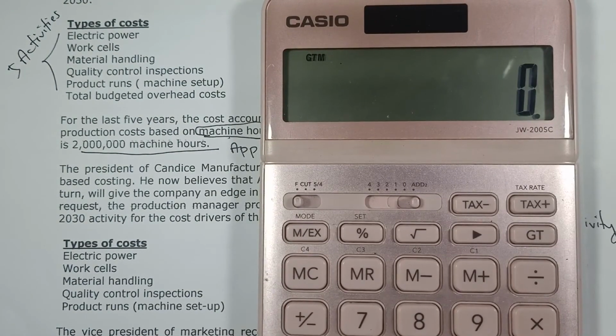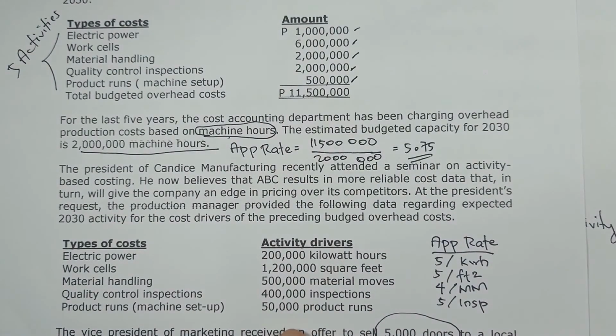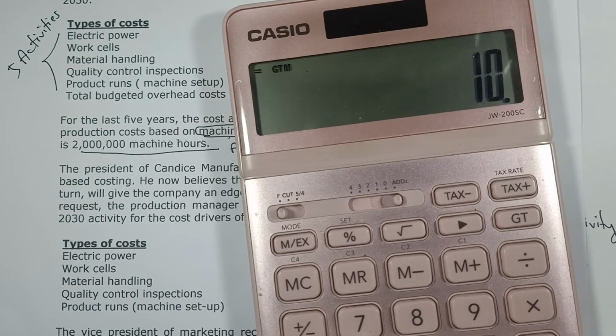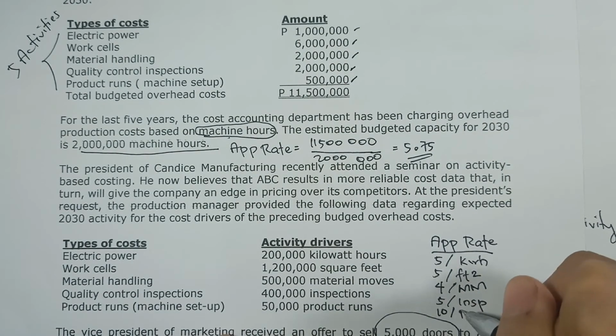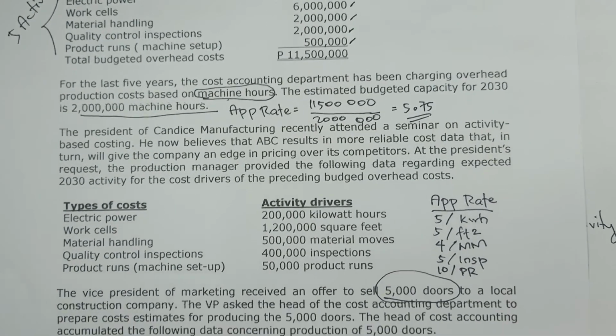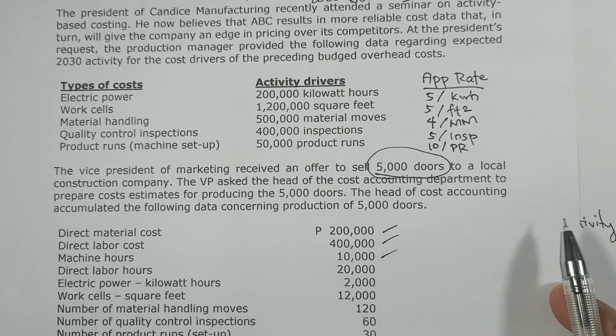Then lastly, product runs. We have a total allocated cost of 500,000 divided by how many setups or product runs do we have? We have 50,000 product runs. So, divided by 50,000, this is equal to 10 per product run. Is that clear? Now, down here, the estimate from the cost accounting manager earlier is already given.